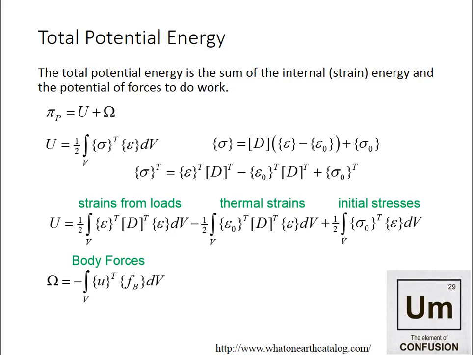Now let's look at the omega term, or the potential of forces to do work. Recall that the potential of a force to do work is just the negative of the work that would be done if positive displacement occurred. And displacement is u, that's my displacement vector. So if I take the product of displacement and force, that will give me work integrated over the volume. So the negative of that gives me the potential to do work.